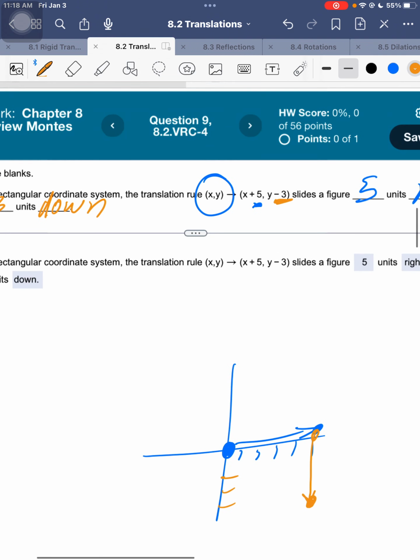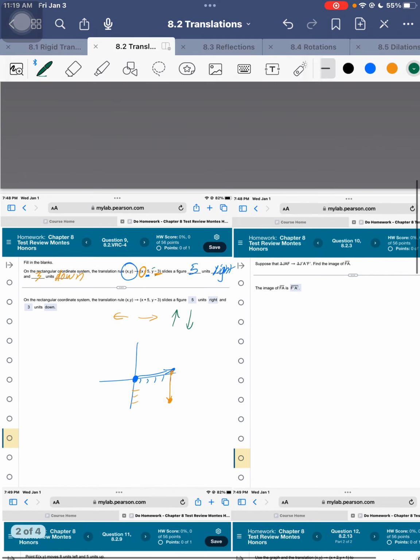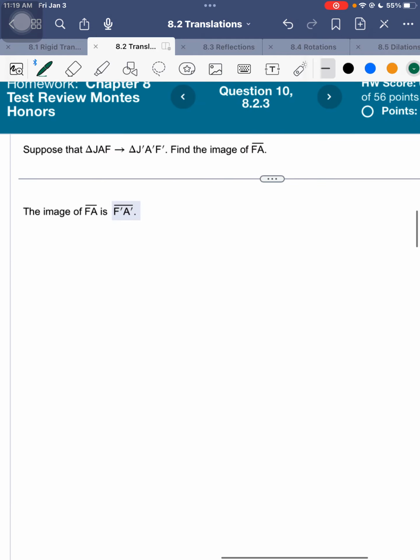When we're talking about translation, if it's x minus something, I move to the left. If it's x plus something, I move to the right. With my y, if it's y plus something, I go up. If it's y minus something, I go down. Okay? So what is this?